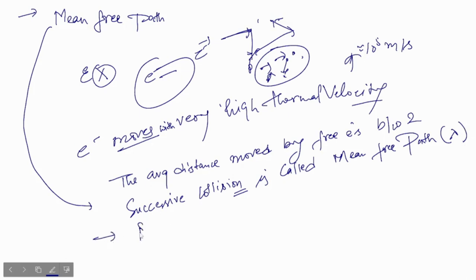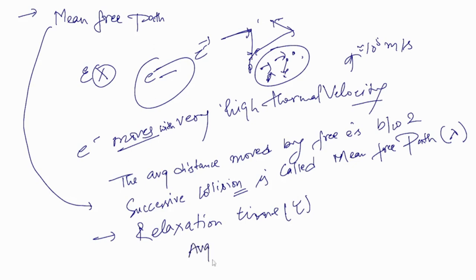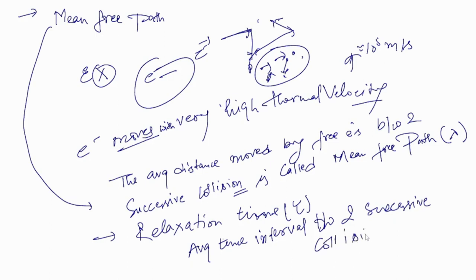Okay. The next term that comes is relaxation time. See, this is mostly a theoretical part, so you need to know the definitions. This relaxation time is denoted by tau, and this is basically the average time interval between two successive collisions. Right, this is your relaxation time.